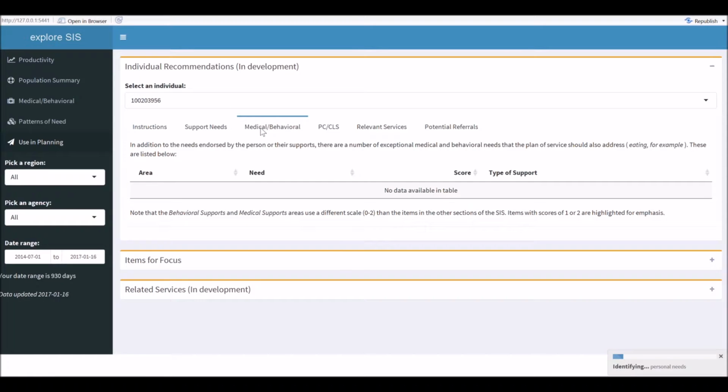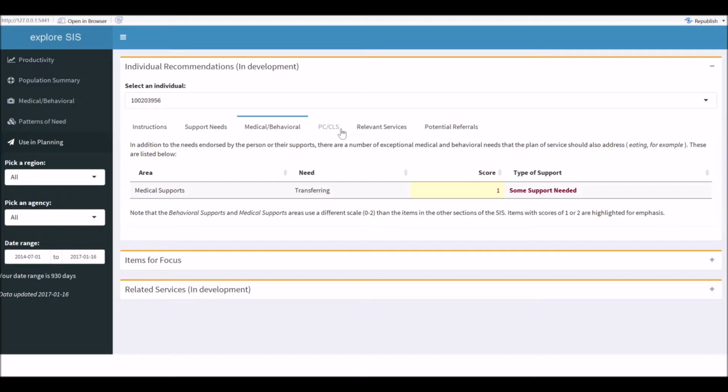Next, we allow jumping into the medical and behavioral needs. That's a separate section, as we had identified before. And here, for this individual, there's one medical or behavioral need, and that's transferring. They had a score of 1 for some support needed. So a supports coordinator could then take that and say, all right, we might want to incorporate that into the plan as well.